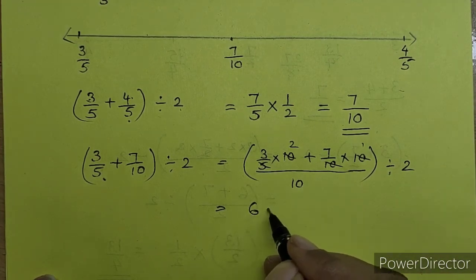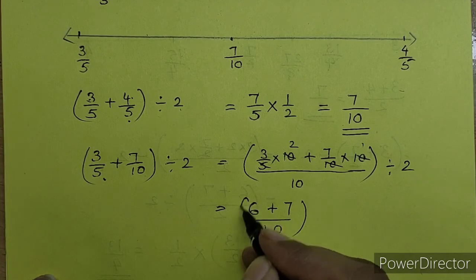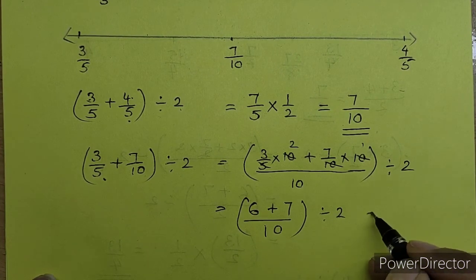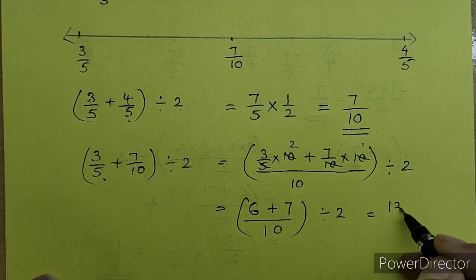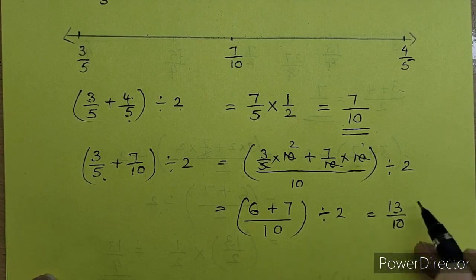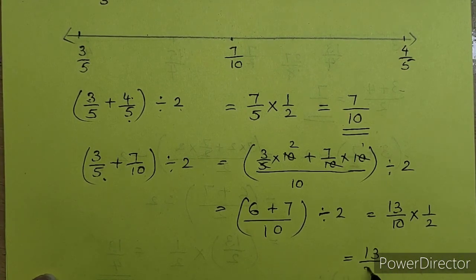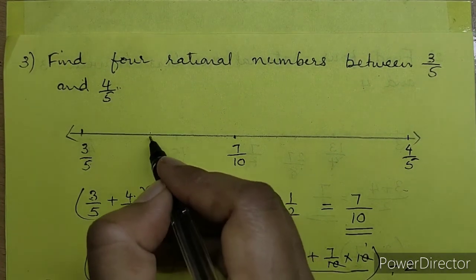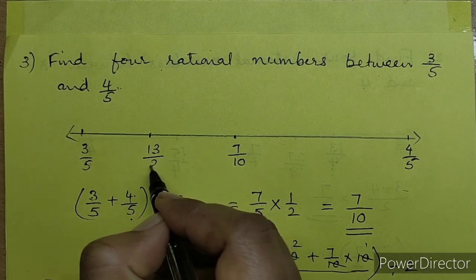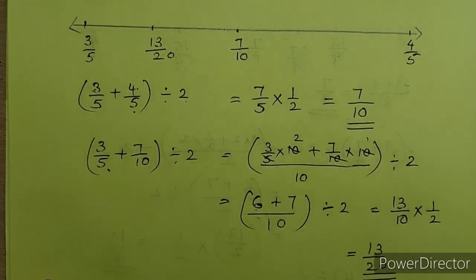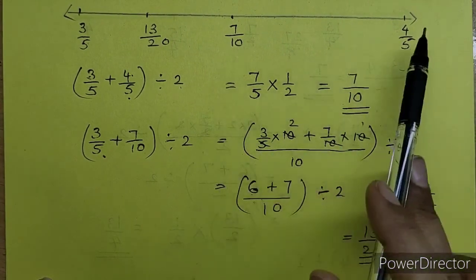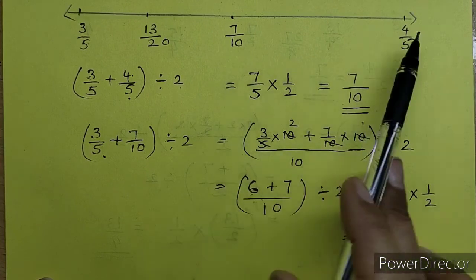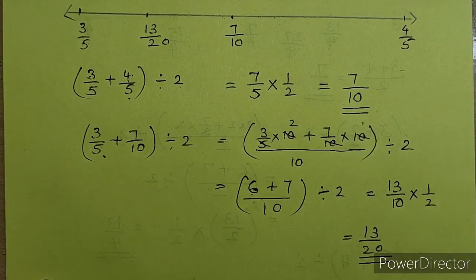So 3 twos are 6 plus 7 by 10 divided by 2, which is equal to 6 plus 7, it is 13 by 10. Division of fraction, change it to multiplication by taking the reciprocal. So the answer is 13 by 20. Mark it on the number line. In between 3 by 5 and 7 by 10, you can mark it as 13 by 20. Next, in between 7 by 10 and 4 by 5, you can add these two numbers, divide by 2 and continue the same process. Hope you understood the sum.